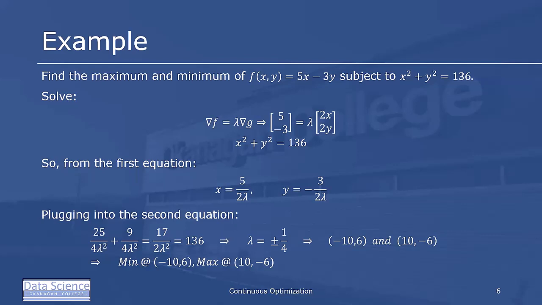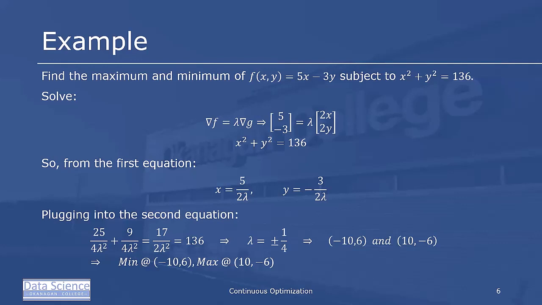From these equations, the gradient of f equals lambda the gradient of g, we get the vector 5, negative 3 equals lambda 2x, 2y, and that x squared plus y squared is equal to 136. From our first equation, we can solve for x. X is equal to 5 over 2 lambda. Our second equation, negative 3 is equal to lambda times 2y. We solve and get y equals negative 3 over 2 lambda.